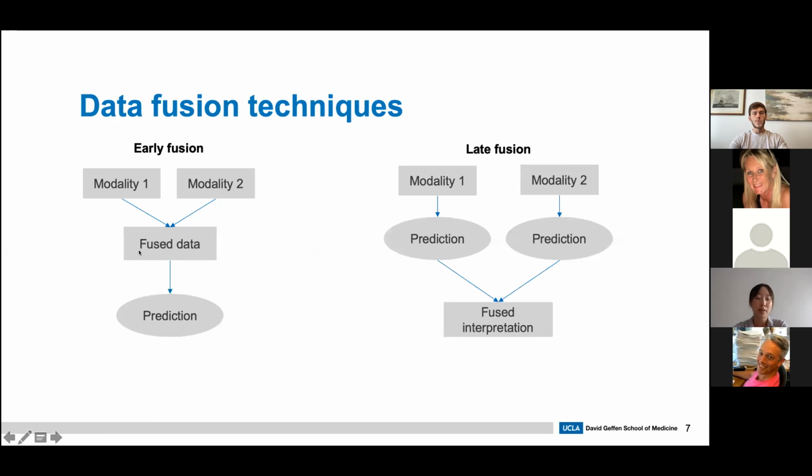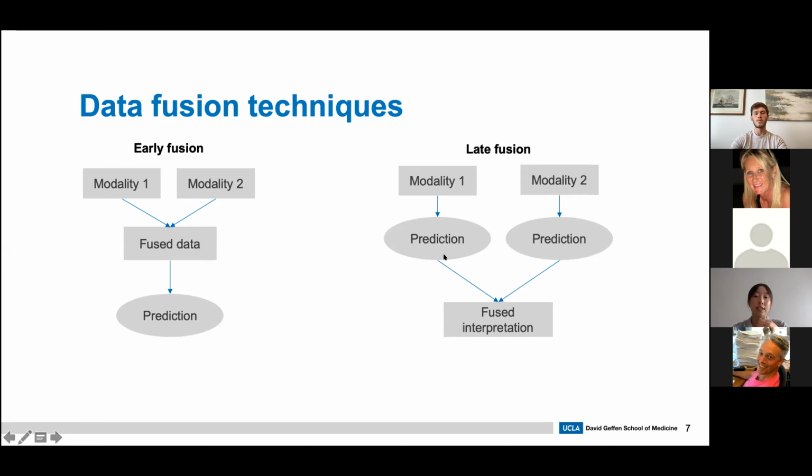So in terms of how to fuse the data together, there are two broader categories of techniques. One is early fusion, where we have, say, two modalities, and we want to transform them into a common space where there's the fused data. And then we use a single model to do the prediction on that fused data. And in late fusion, we have two separate models that make two separate predictions based on each modality. And then at this final step, we fuse their decisions together.